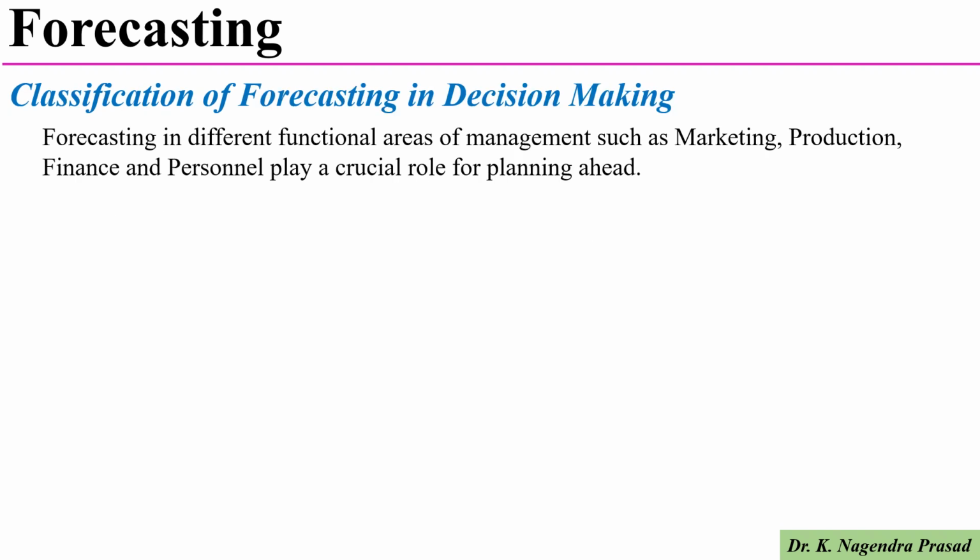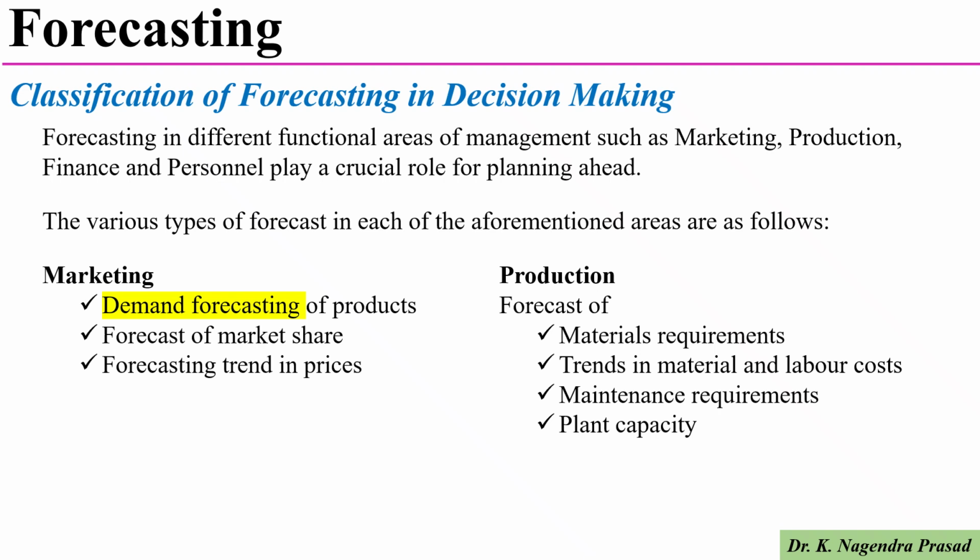Next we will discuss the classification of forecasting in decision making. Forecasting in different functional areas of management such as marketing, production, finance and personnel plays a crucial role in planning ahead. In this regard, the various types of forecasting in each of the aforementioned areas are as follows.